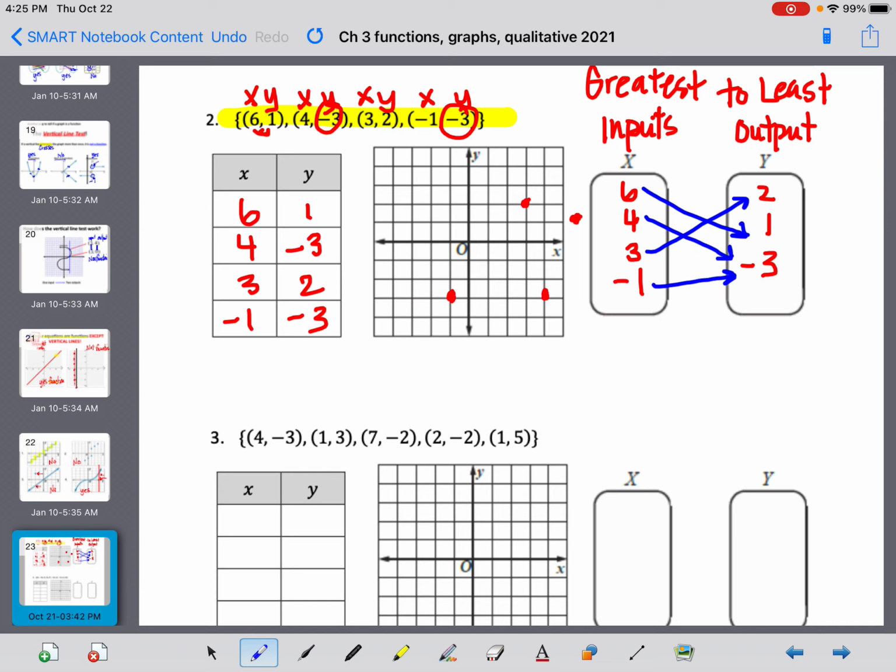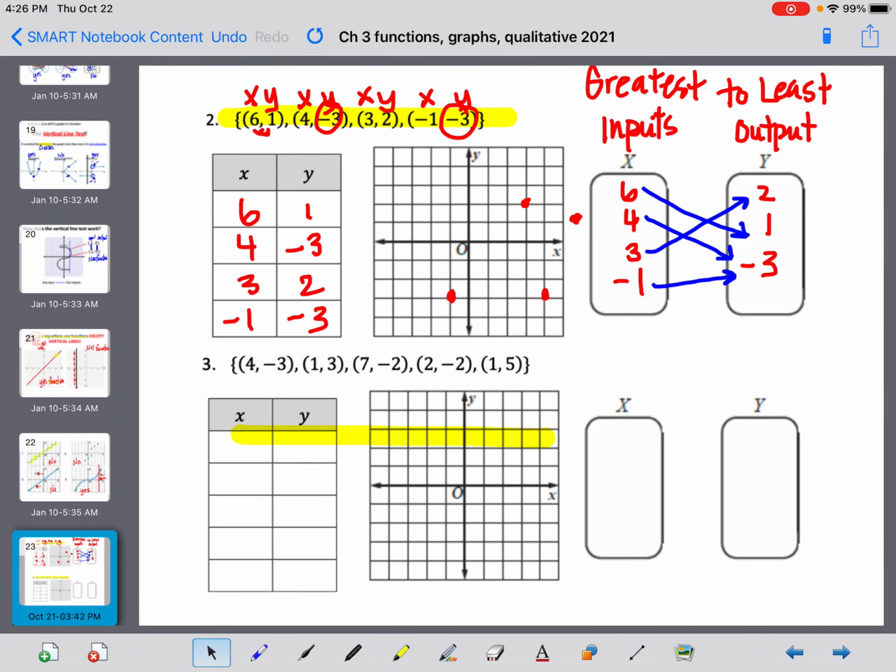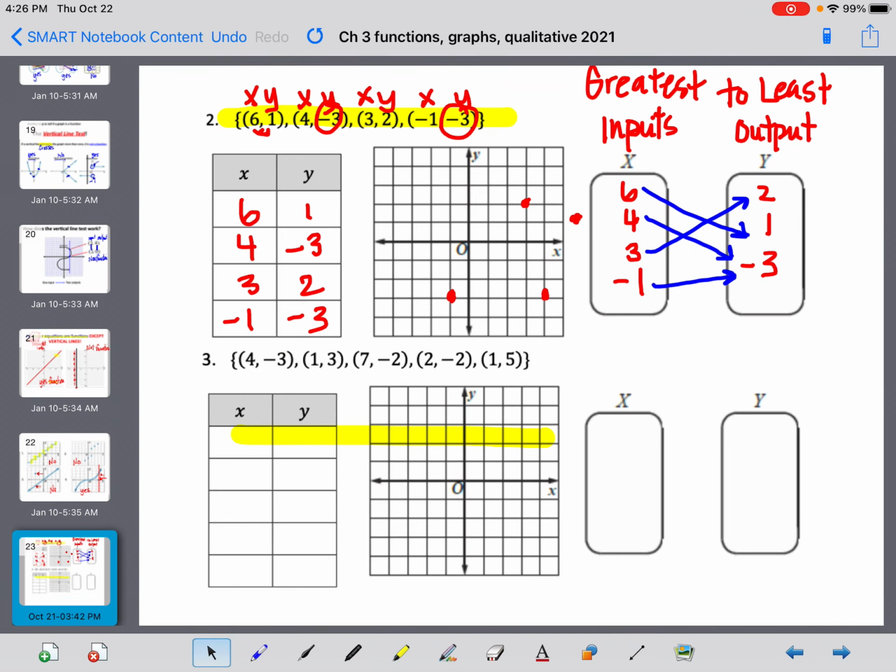All right, so pause the video right now and practice doing a domain and range map here with this data. Practice doing a graph and a data table. See if you can do it on your own. And then you can come back and check your work and see how you did.